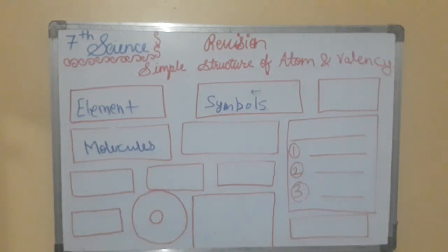Now, molecules. Definition of molecule: the smallest unit of a pure substance which always exists independently and can retain all the chemical and physical properties of that substance is called a molecule.